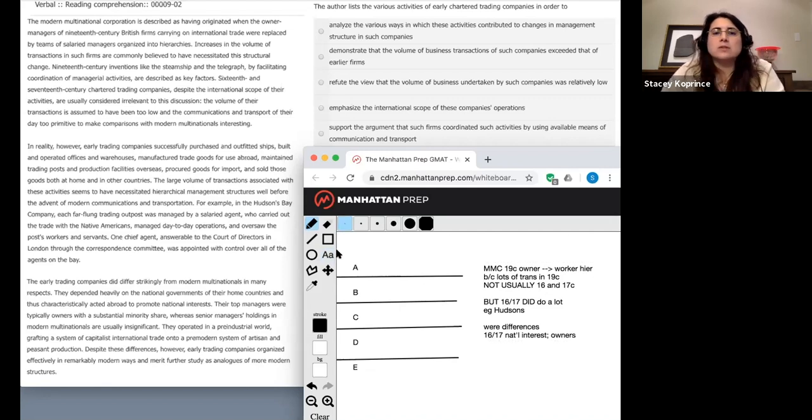In order to, this is a why question. Why did the author list the various activities of early charter trading companies? I think that's the old ones. Yeah. Charter trading companies are the 16th century. Okay. So why did they list the various activities of the old companies, 16 and 17?